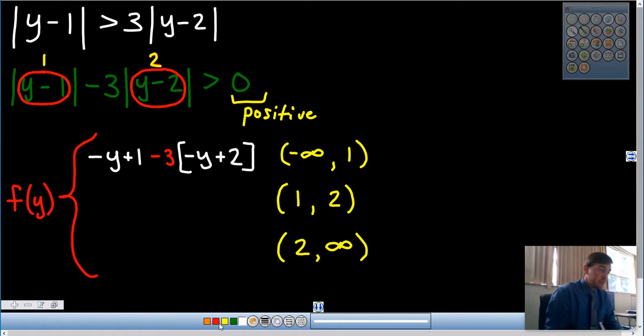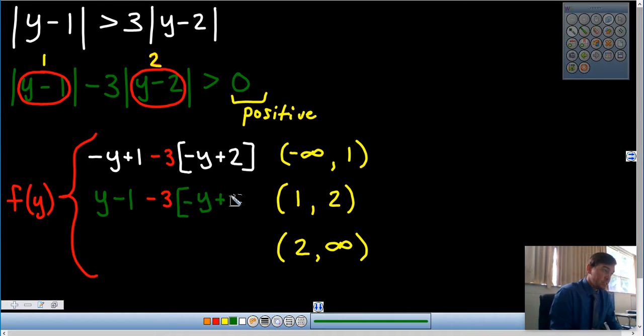Now we're going to look at the second interval. If I plug in a number greater than 1 but less than 2, like 1.5, I would get a positive here. So I'm just going to use the regular expression y minus 1. Then I'm going to plug in a number between 1 and 2 here. Anything between 1 and 2 minus 2 would give me a negative result. So I will again distribute that negative, and I'm going to get negative y plus 2 again here.